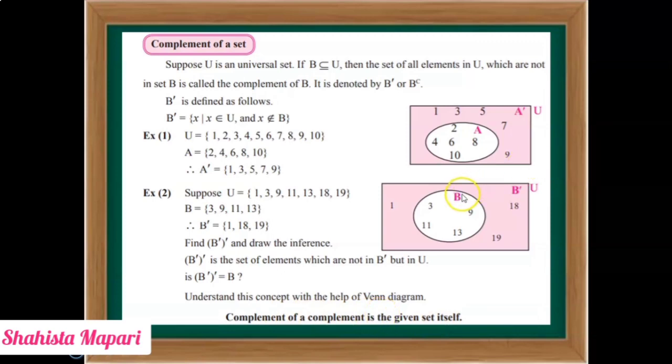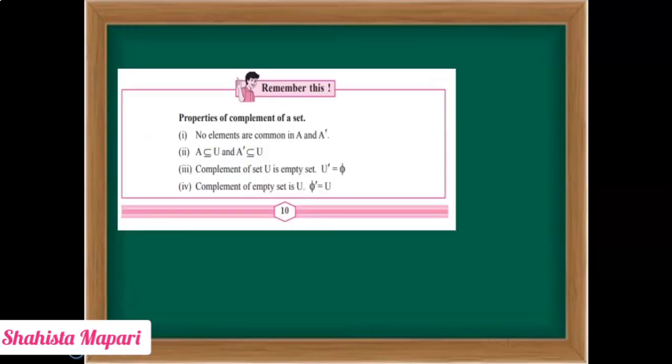See here, set B and complement B and complement of complement B is here. So both are related with universal set. Now let's learn property of complement set. Okay. Now here there are 4 properties. Total 4 properties are here. So one by one we'll study.